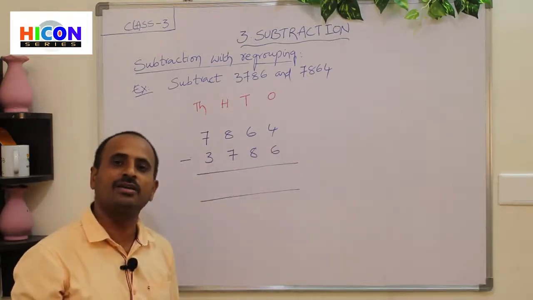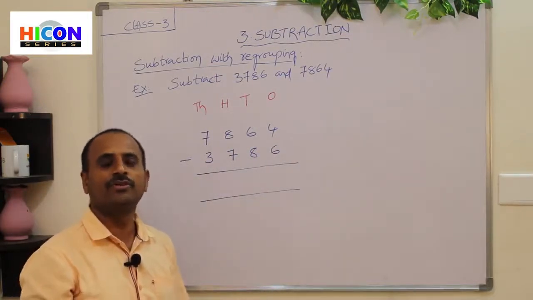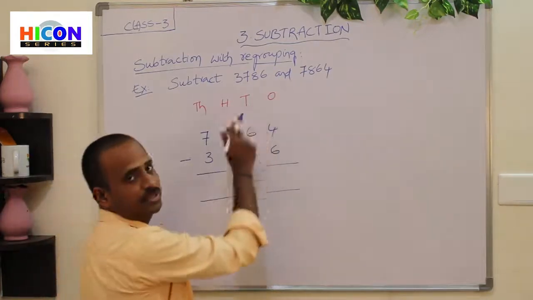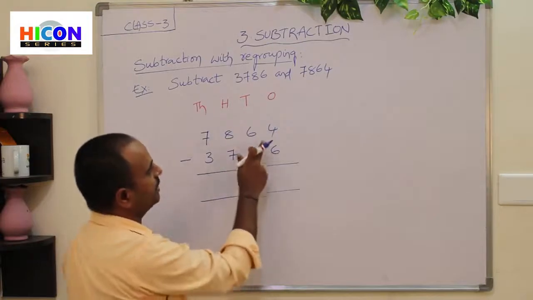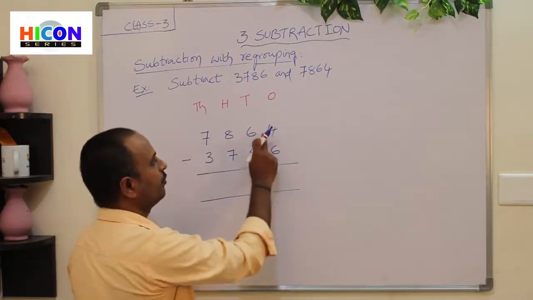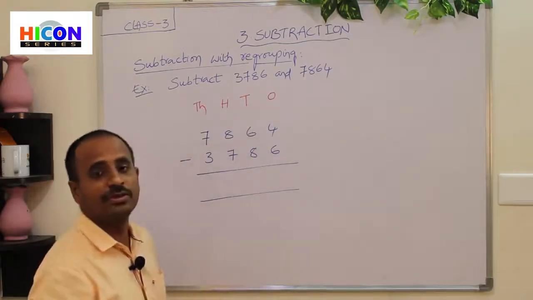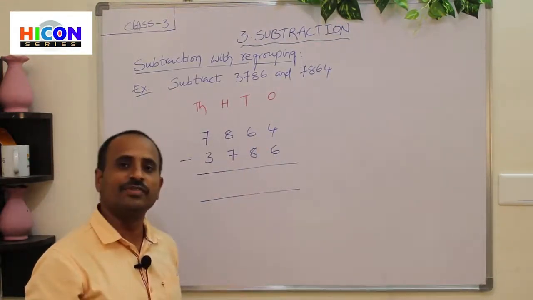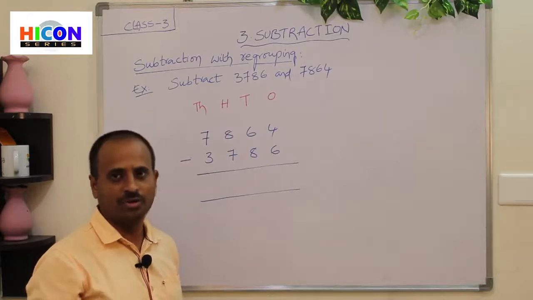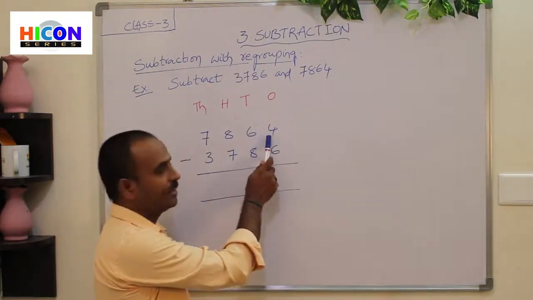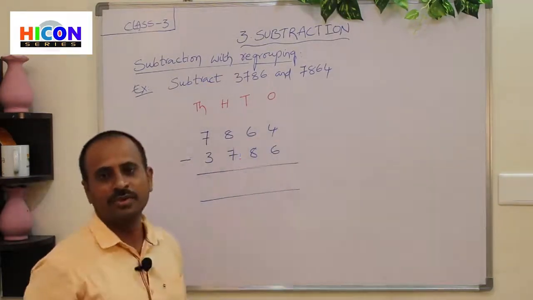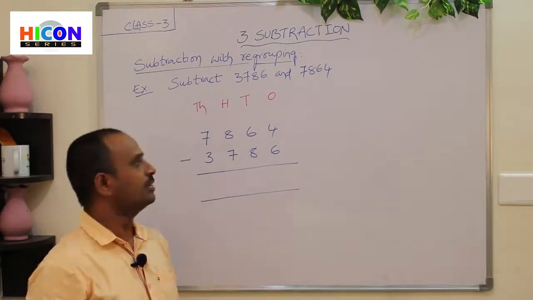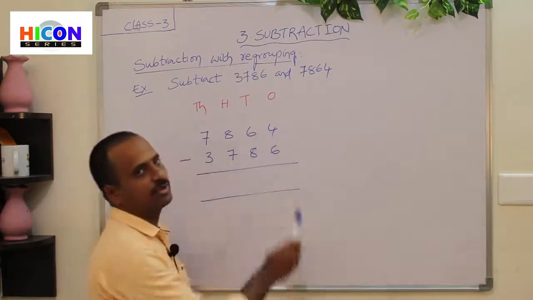Now start subtraction from the ones place. Addition or subtraction, either one, we have to start from the ones place. Children, see what are the digits present in the ones place? 4 and 6. So we have to subtract 6 from 4. Is it possible? Can we subtract 6 from 4? No, because 4 is the smaller number, 6 is the greater number. We cannot subtract the greater number from the smaller number. So here subtraction is not possible.